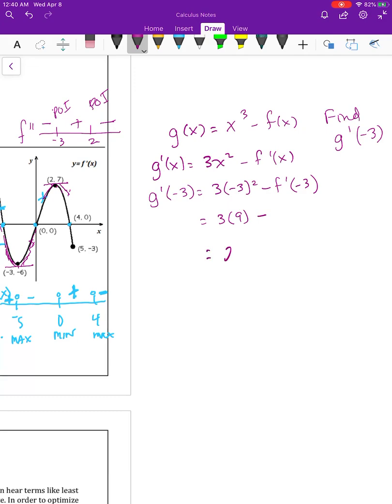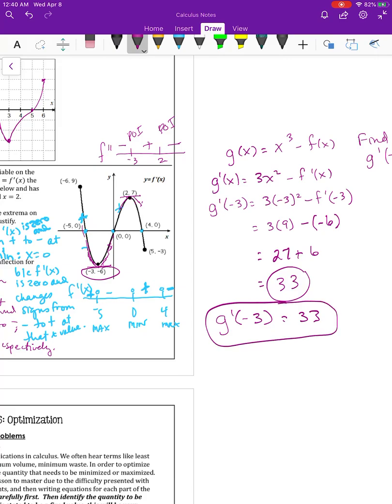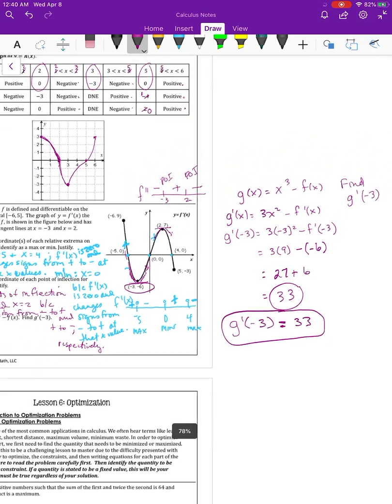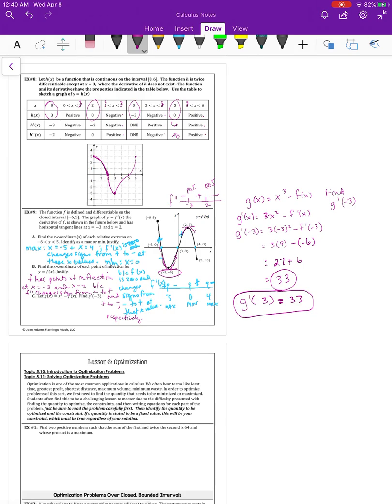And now we just have to start figuring it out. So -3 squared is 9, so this is going to be 3 times 9, this is going to be 27. Now I have to go to this graph to find f prime of -3. And if I look, it's -6. Okay, I'm looking at it right there. And so f prime of -3 is -6. So that's minus a -6, which is a +6. So this answer ends up being 33. So if they asked us for g prime of -3, our answer is 33. Okay? All right, that was the end of it.